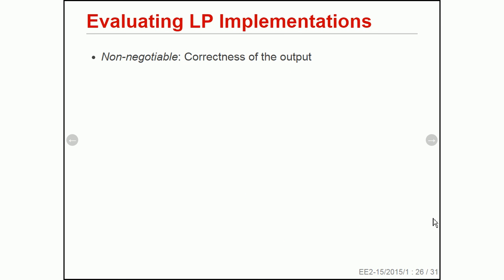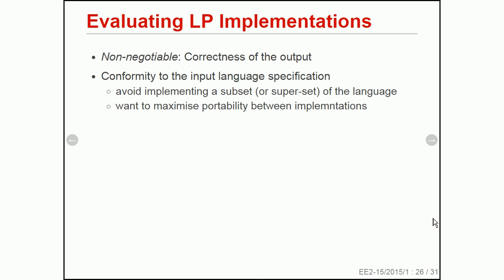So in terms of looking at these different language processor implementations, generally speaking, the non-negotiable thing is that the compiler has to be correct. Given correct input, it should correctly parse it, analyze it, and produce correct outputs. Generally speaking, we want the input language to be well defined. So we would like to not implement a subset of the language. If we say that we're doing C, we should do C. We shouldn't do everything except for while loops.